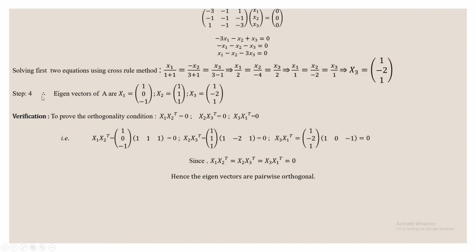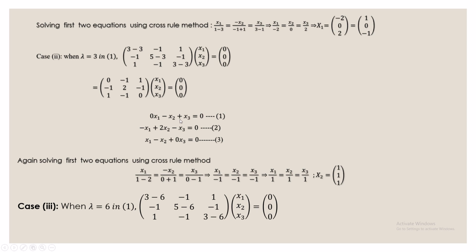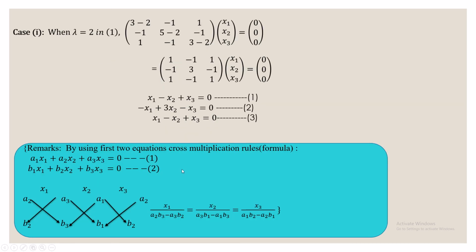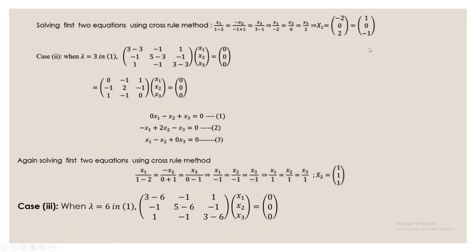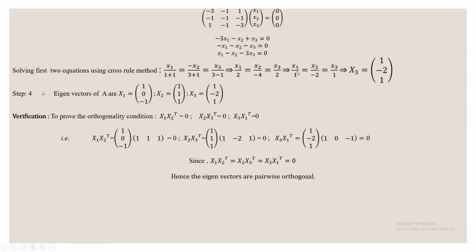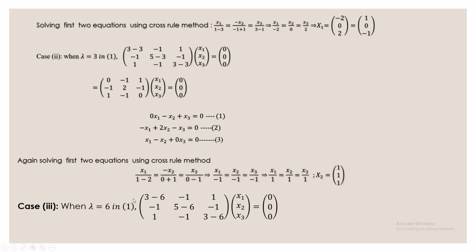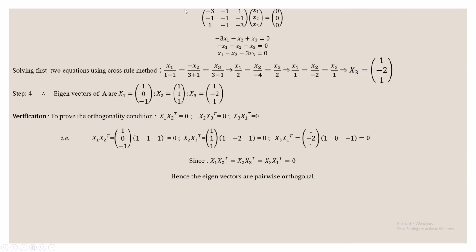Then finally, what is step 4? You have to write down all the eigenvectors. X1 is what? By using the first eigenvalue, you get the eigenvector capital X1 equal to 1, 0, minus 1. Another one, X2, is what? By using the lambda value 3, you get the eigenvector X2 equal to 1, 1, 1. You have to write it over here. And then X3 uses the third eigenvalue, lambda equal to 6. You substitute that value in the equation and you get X3 equal to 1, minus 2, 1. Substitute here. Finally you have to do the verification part.